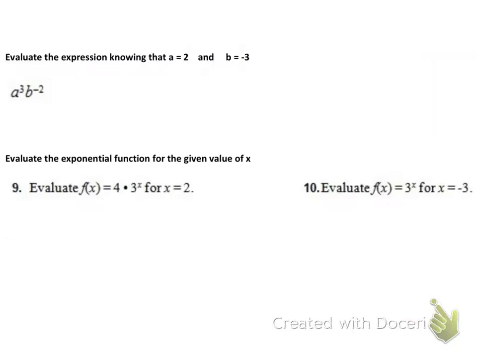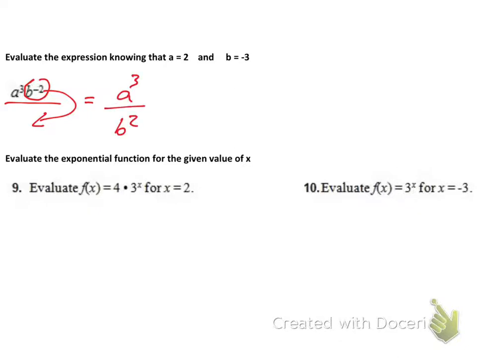All right, so evaluate the expression knowing that a equals 2 and b equals -3. So this is our equation here. What you can do is you can fix this equation first and then plug in. I don't like that this has a negative exponent. So what I'm going to do is take that b to the negative second and put it down, just right here. That's going to equal a to the third over b to the second.